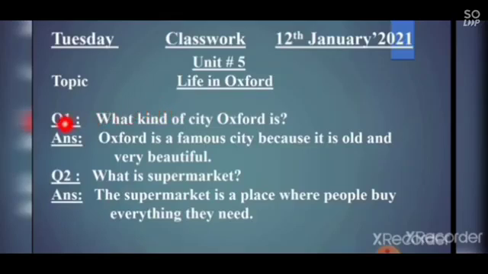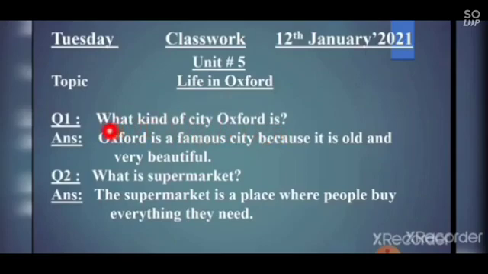Okay, now question number 1. Look at the question number 1. Write question number 1. Okay, now what is the question? First I will read this full question and then I will tell you how you have to write it. What kind of city Oxford is?